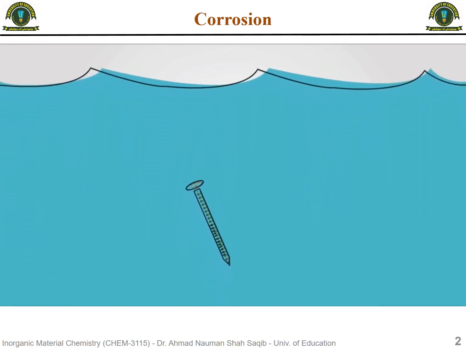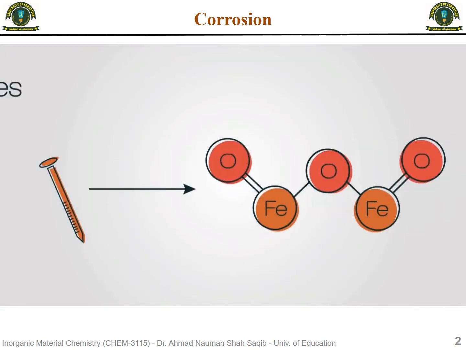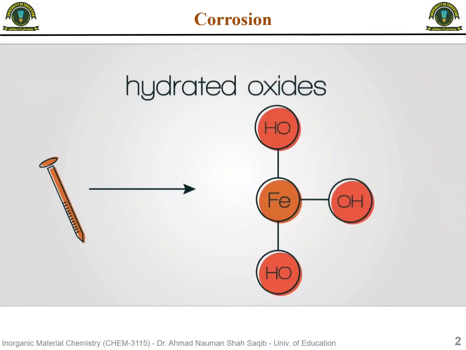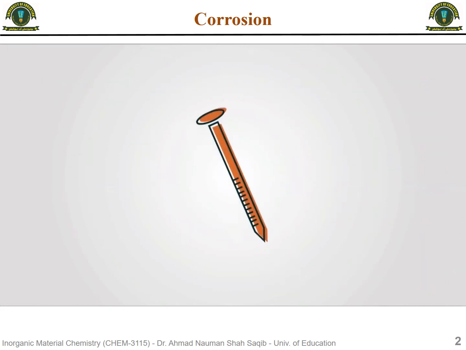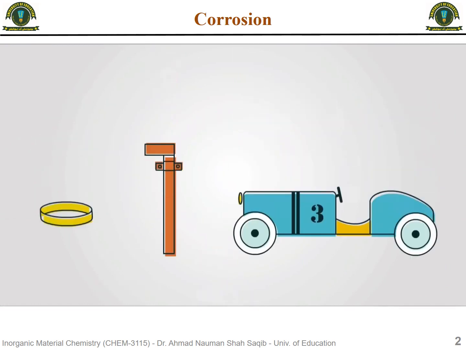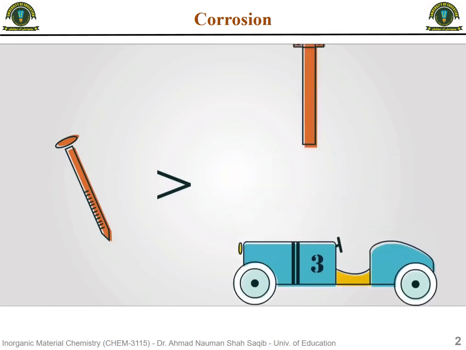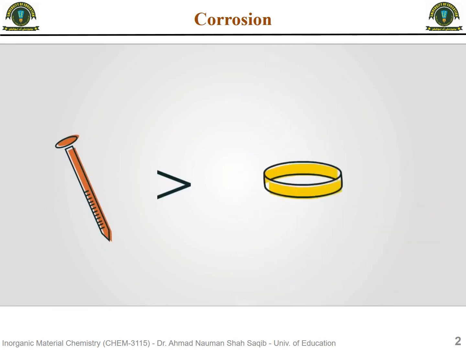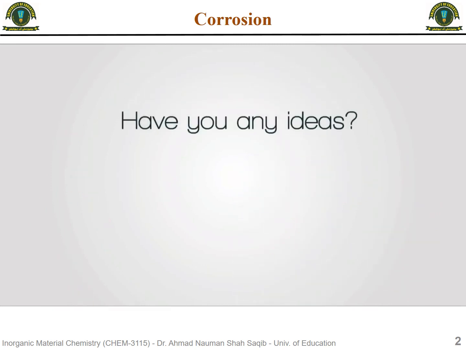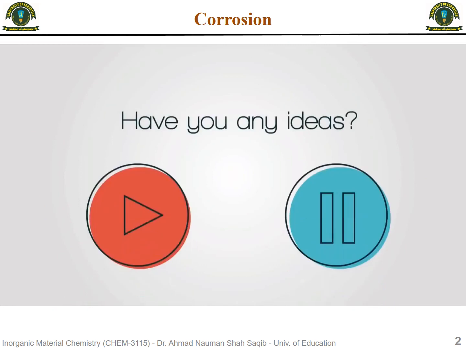Typically, once a metal corrodes, it forms compounds known as oxides or hydrated oxides. The nail, made of iron, rusted. This, by the way, is the only time you should use the term rusting. All other metals are considered as having been corroded when they react with water and or oxygen in the air. But why would the nail be more corroded than the aluminium toy, the copper pipe or the gold ring? Have you any ideas? Pause the video and continue when ready.